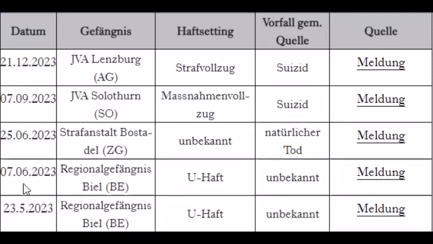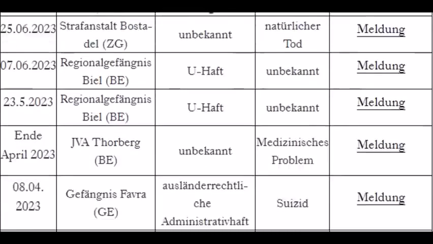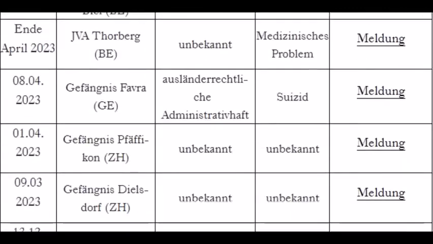Also in June, in the prison in Biel, a town in the canton of Bern, that's B-E. And here another one in Biel, a week before, 2 weeks before. They don't say why he died, so it's mostly suicide, I suppose.